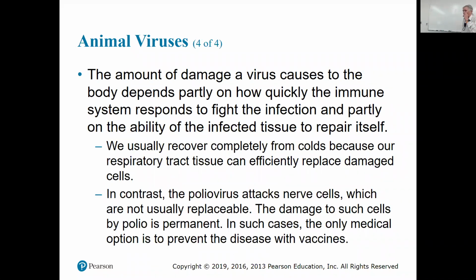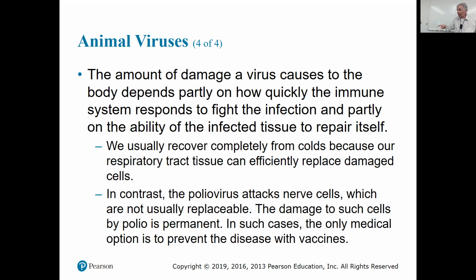The amount of damage a virus causes depends upon how quickly the immune system responds to fight the infection and the ability of the infected tissue to repair itself. We recover completely from colds because our respiratory tract tissue can effectively replace the damaged cells. So you lose these cells in your respiratory tract, but they're replaceable. But as I mentioned before, the polio virus attacks nerve cells, and it's lytic, and it destroys the nerve cells. So that damage is permanent.